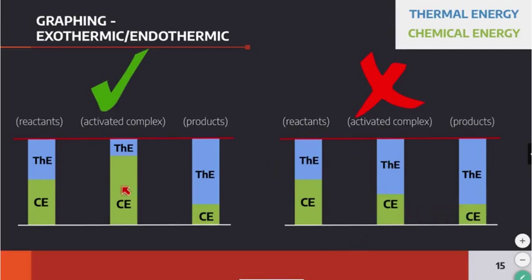So just double check to make sure that, like the graph on the left, the chemical energy of the activated complex is always the highest chemical energy that your graph shows.